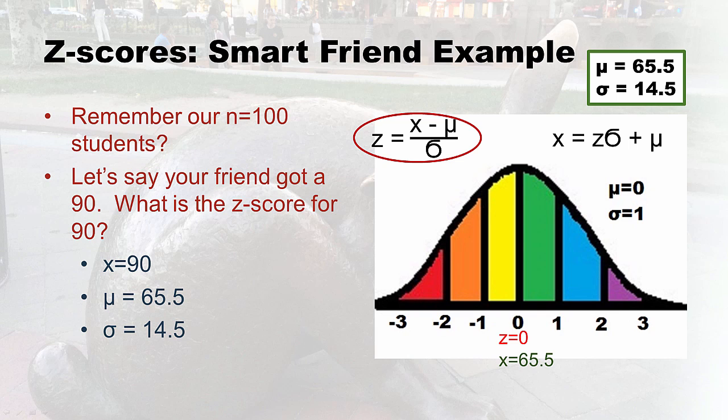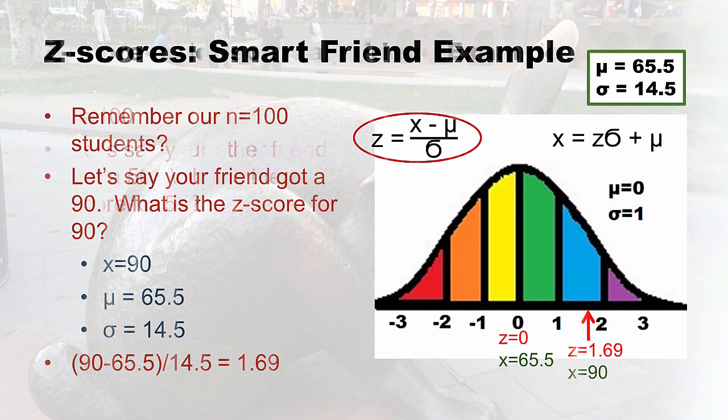And you'll see in blue I listed the ingredients, right? So we have the smart friend's score 90, we have the mu 65.5, and we have the standard deviation 14.5, and then we have our z formula. So let's do it. Okay, so x minus mu is going to be 90, which is our x, minus 65.5. You do that out first, and then you divide it by 14.5, and look, our z-score is 1.69. And that's exactly where we thought it would be. It would be somewhere between 1 and 2. And so as you can see, you can take any x and convert it to z.